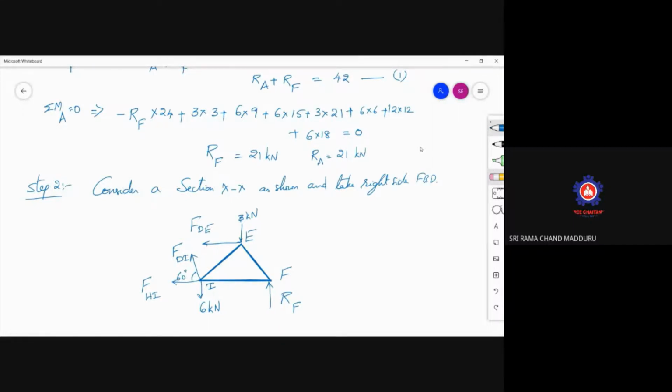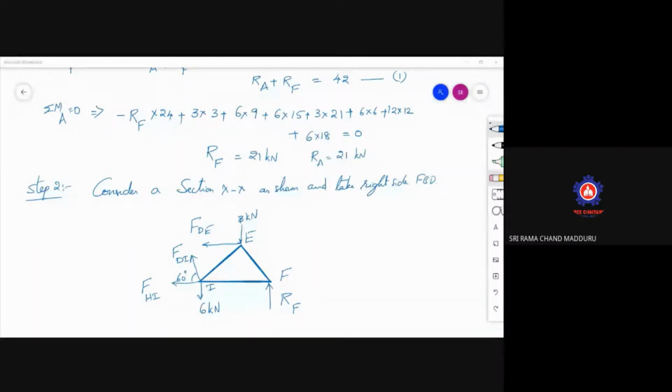So the understanding here is basically about drawing the nature of the forces. Initially, we assume that they are in tension. If the value is obtained as positive, you keep it as a tension force. If it is negative, then it changes to compression.